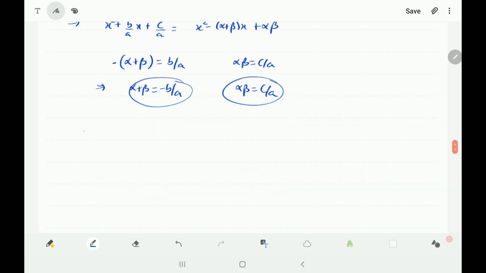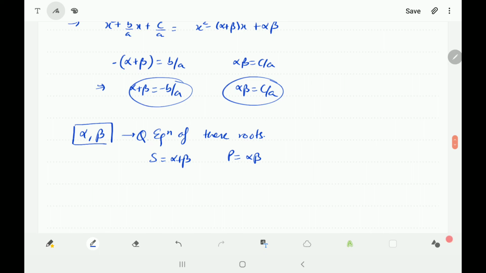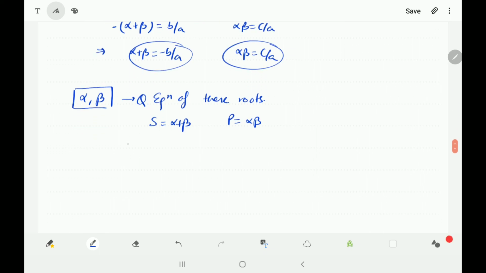Now suppose we are provided with the roots alpha and beta, and the problem is asking for the quadratic equation of these roots. The equation whose roots are alpha comma beta. If it is asked, then what we will do is write s as alpha plus beta and p as alpha into beta. Now our equation will be a times x minus alpha into x minus beta is equal to 0, because we can write the equation as this.